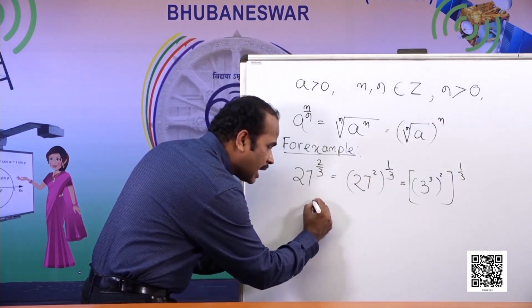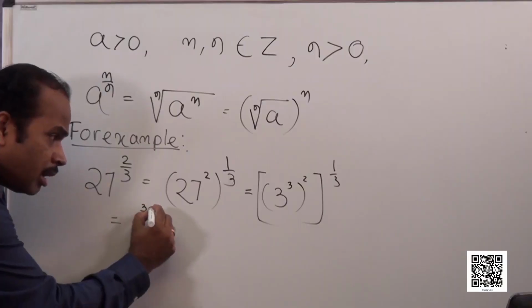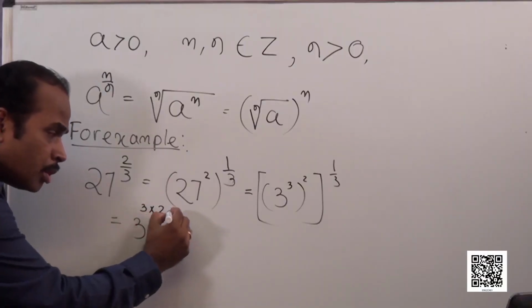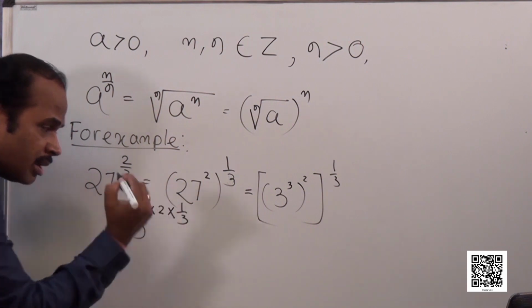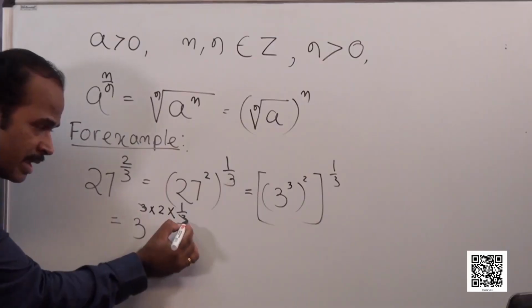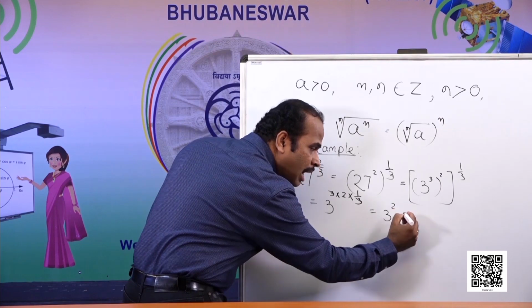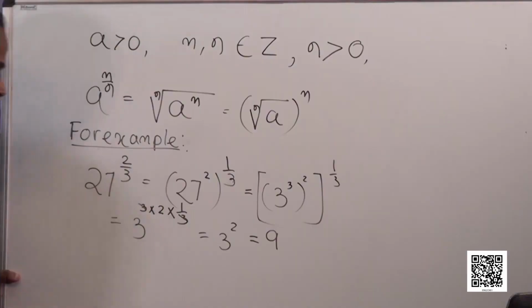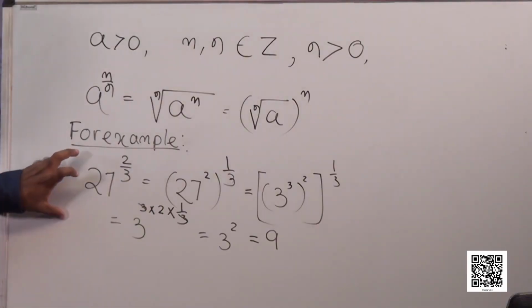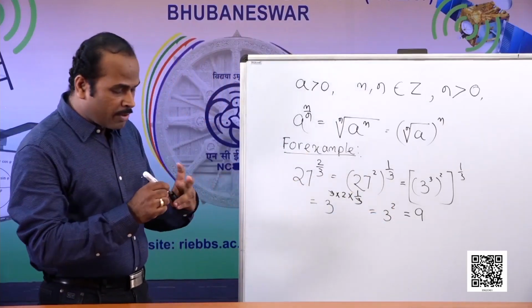So converting that, I can write it here now: 3 to the power 3 into 2 into 1 by 3. So multiplying all these things simultaneously, this 3 and 3 will be getting cancelled. So remaining will be 3 to the power 2 and finally it is 9. So what I get here now, 27 to the power 2 by 3, is equal to 9.